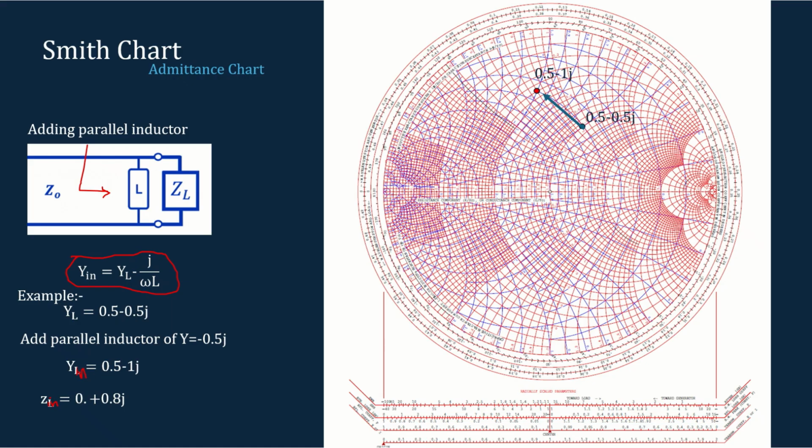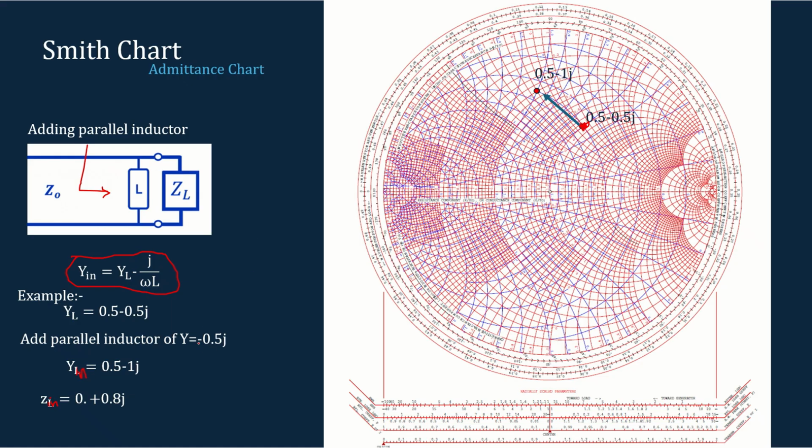To find that on the admittance chart, I can take the constant conductance, that is the blue circles. So this is the 0.5, and this line is also the minus 0.5. So this is our load admittance value. Next, we have to add a parallel inductor of minus 0.5j. So if it is minus 0.5j, we have to move upward. If we are adding a parallel inductor, we have to move upward.